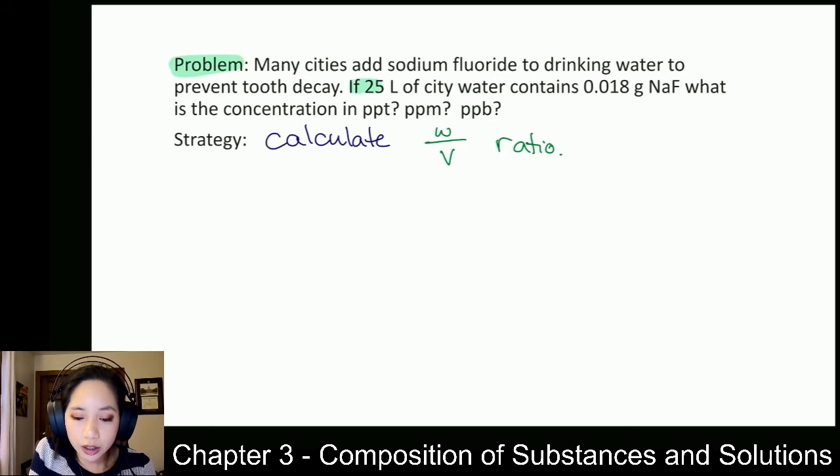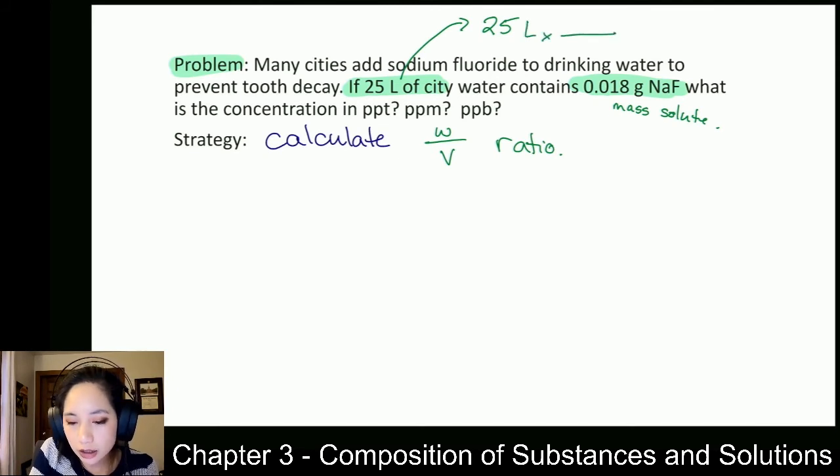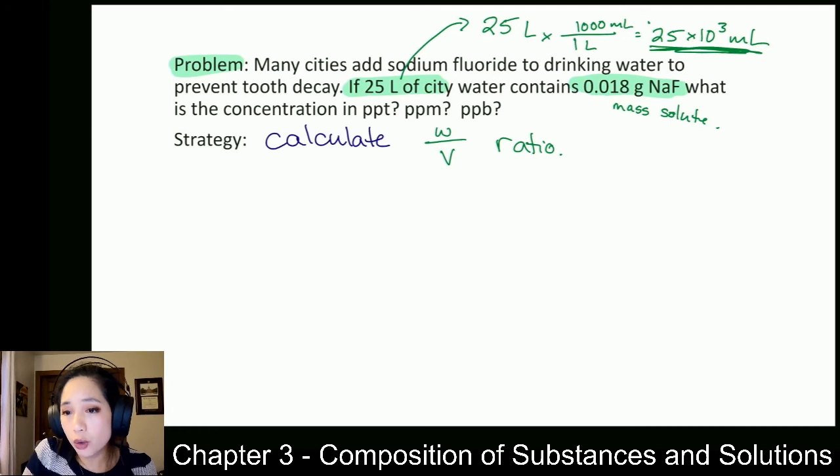If we take a look at the information given, we're given a volume and we're given a mass of solute, which is great. So here is our mass of solute, sodium fluoride. That's our numerator. But now we need volume, and it needs to be in milliliters, so we can't keep it in liters here. So 25 liters, we want to convert that to milliliters. 1 liter is 1,000 milliliters, so this is equal to 25 times 10 to the 3 milliliters. That's what we'll put in our denominator as the total volume of solution.